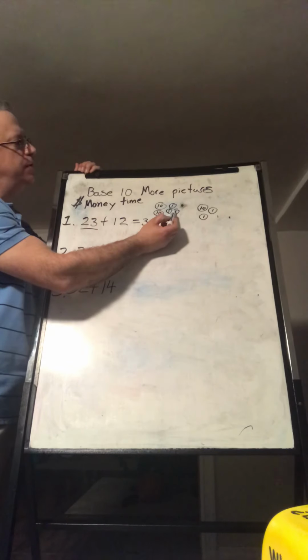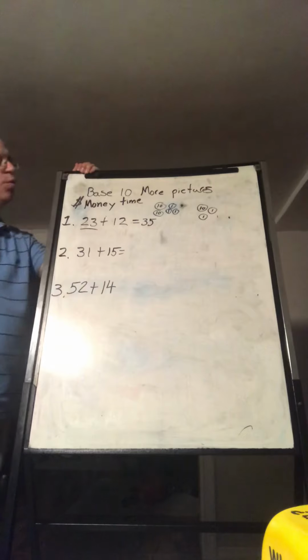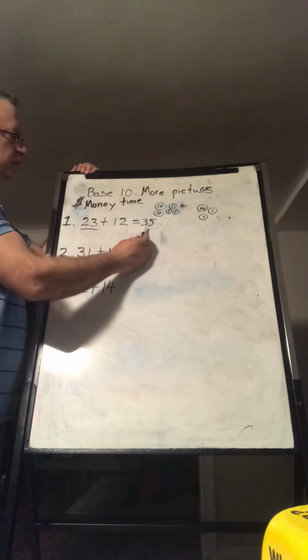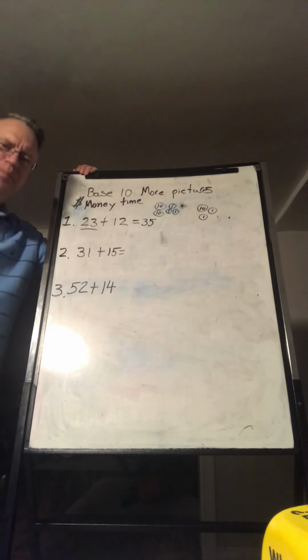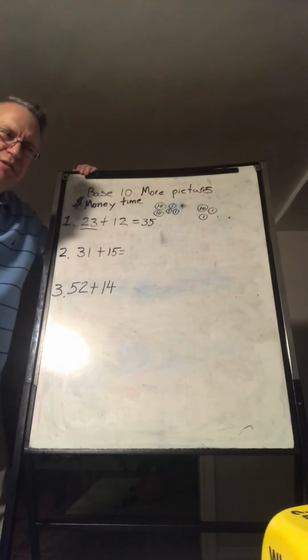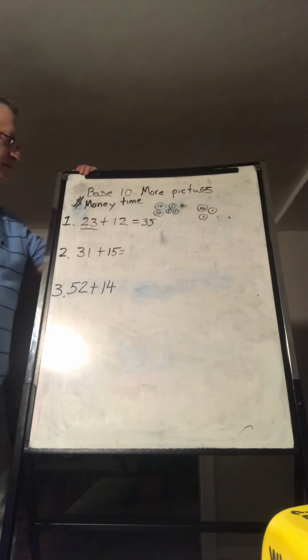1, 2, 3, 4, 5. You got it right. Good job. 5, 1. So that would be a total of 35. 23 plus 12 equals 35. It would be the same if we're talking about money or if we're talking about bananas. It's the same thing. 23 plus 12 of anything is 35.